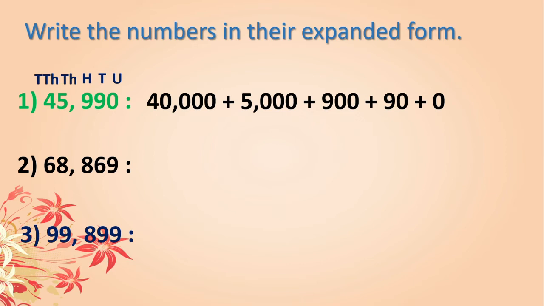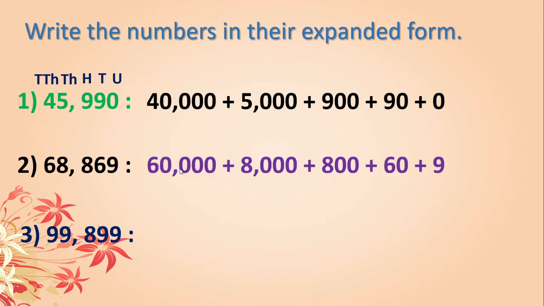That is, again you know the places. 6 is in 10,000s place. Right? 8 is in thousands place. The another 8 is in hundreds place. And that is 60, and this is 9. Correct? So we will write like this. 60,000 plus 8,000 plus 800 plus 60 plus 9. Am I right?